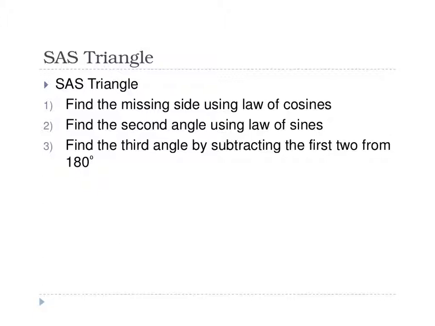Let's go over a side angle side situation. So when we're solving a side angle side situation, we're looking for first the missing side using the law of cosines. The second thing we want to do is use the law of sines to find the second angle, and then now you have two angles, so subtract those two from 180 degrees. So let's take a look at an example.